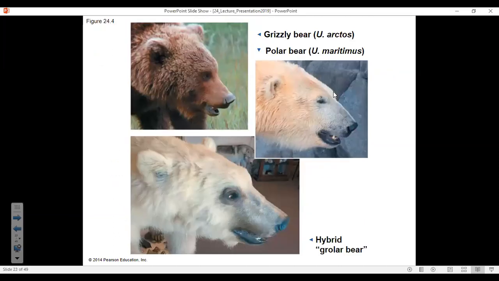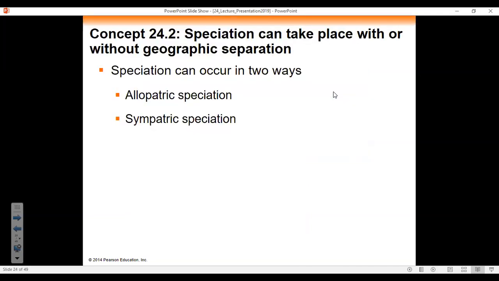And if you look there, is that hybrid bear going to be real great up in the Arctic or down in the forested regions? Not so much. Poor bear. All right, so when we have speciation happening, it can happen with or without geographic isolation.